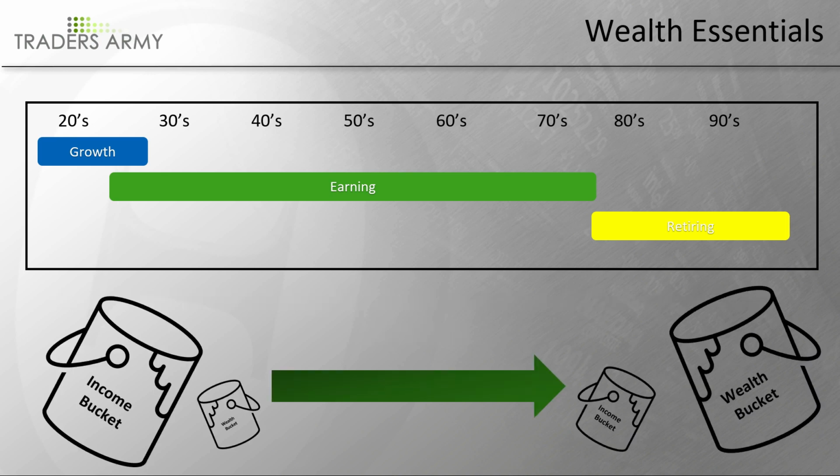And when we're in the growth and earnings phase, we are way more focused on our income bucket. Our income bucket is the big and more important thing, and the wealth bucket is significantly smaller. But over time, that's going to transition. And it's going to transition to the point where my income bucket is not as important to me as the wealth bucket. And the wealth bucket becomes bigger.